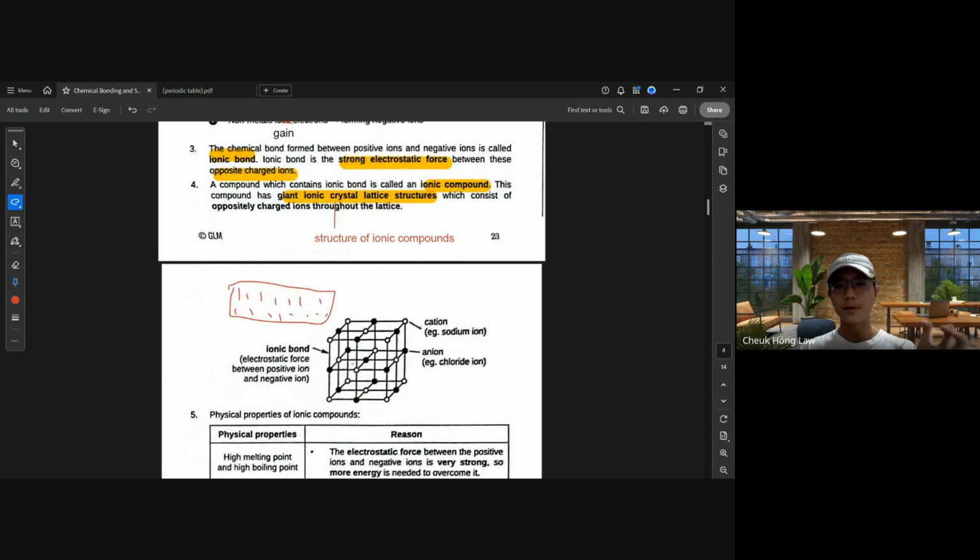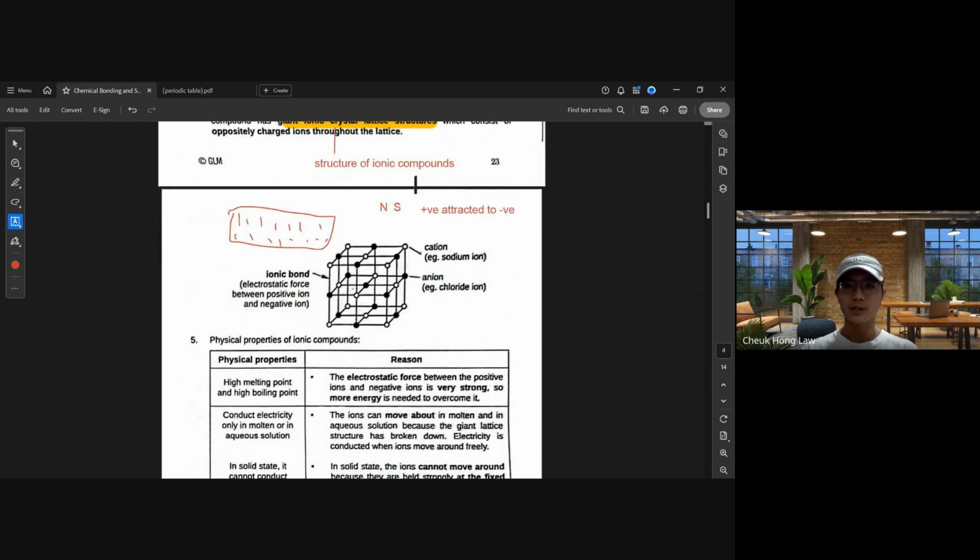Okay, so think of the people as the ions. The ions are all held together by very strong electrostatic force between the oppositely charged ions. So you know magnets, right? North pole is attracted to the south pole. Same thing for ions. Positive attracted to negative. So there will be a very strong attraction, a strong electrostatic force. Okay, so that's the bonding.